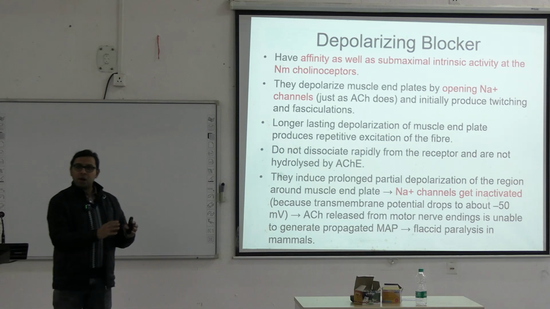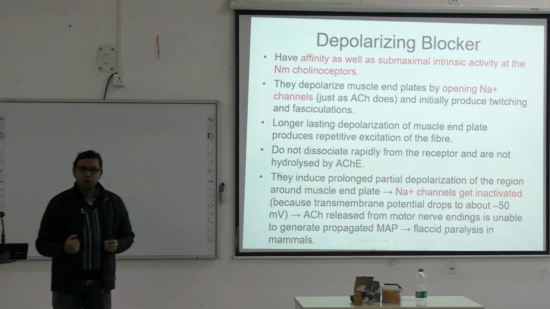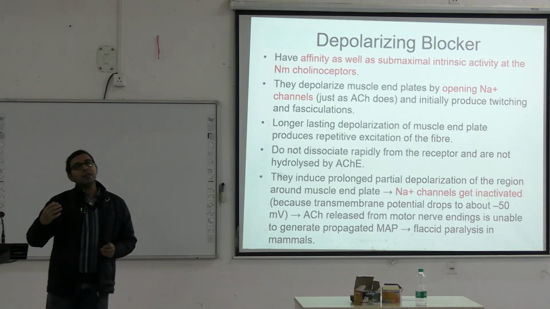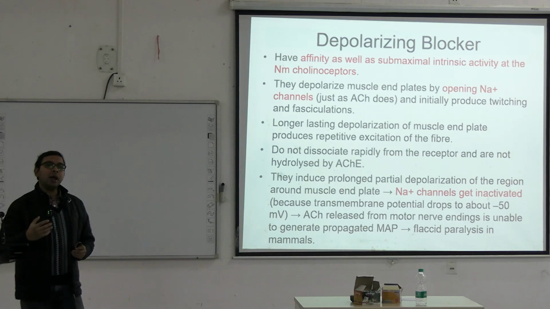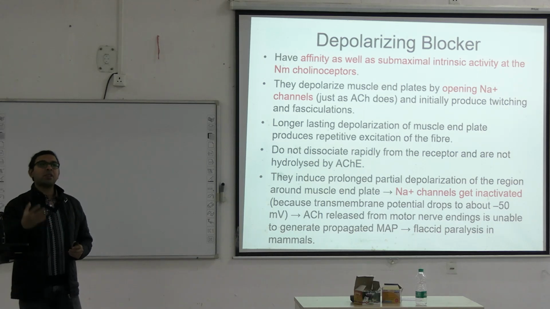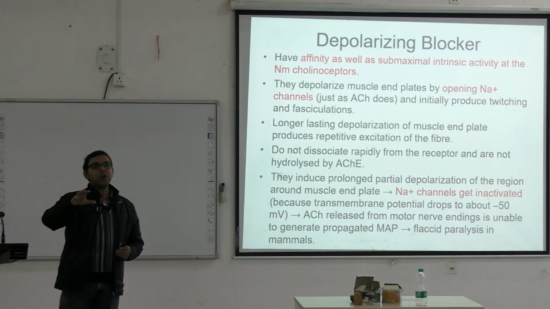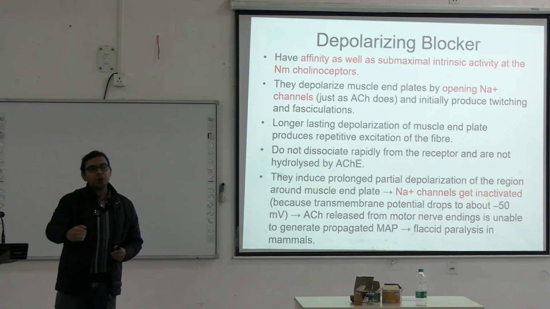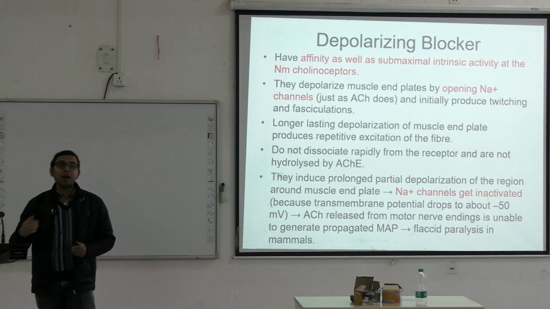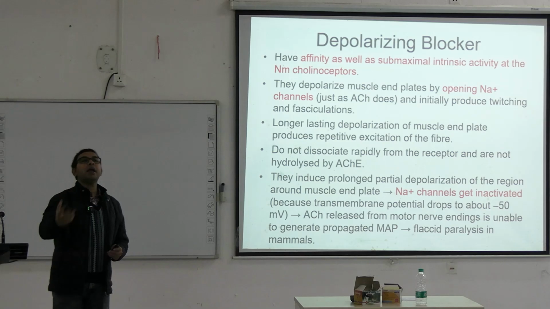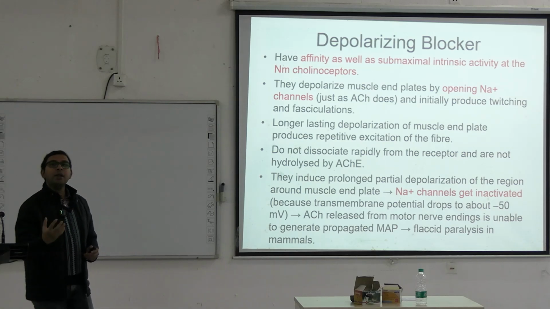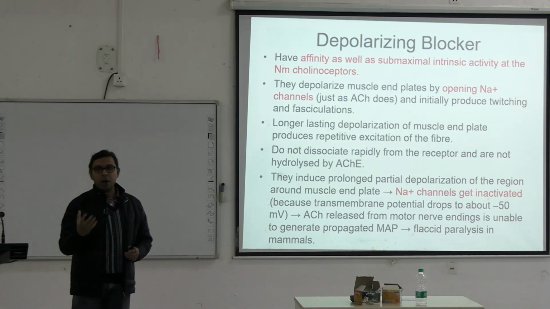Competitive is easier, already you have seen, just competition with acetylcholine. Here its action is like that of acetylcholine, but it causes sustained contraction of the muscle. Since there is sustained contraction, there will be fasciculation, ultimately continuous contraction, the critical action potential will be diminished and the muscle action potential cannot be propagated. That is why they are known as depolarizing agents. So you may be asked why these are called depolarizing agents.